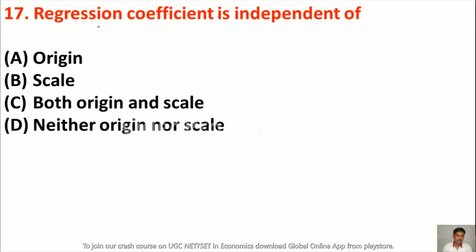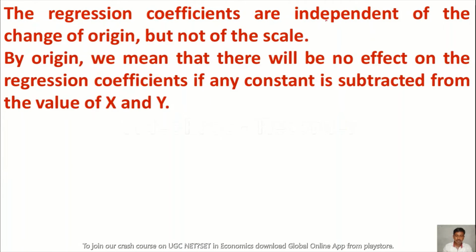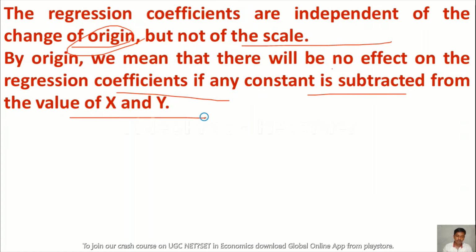Question number 17. Regression coefficient is independent of option A, origin, option B, scale, option C, both origin and scale, option D, neither origin nor scale. So here option A is correct. Regression coefficient is independent of the origin. So the regression coefficients are independent of the change in origin but not the scale. By origin we mean that there will be no effect on the regression coefficients if any constant is subtracted from the values of x and y.